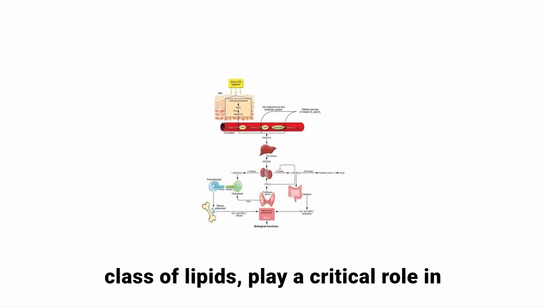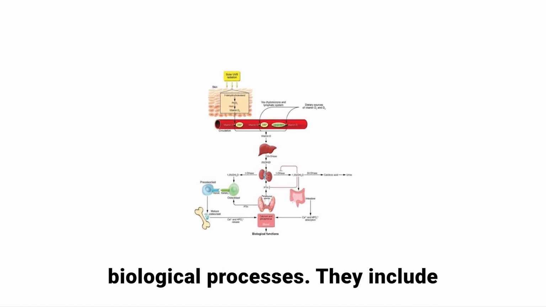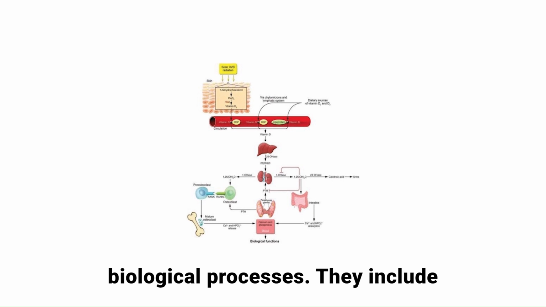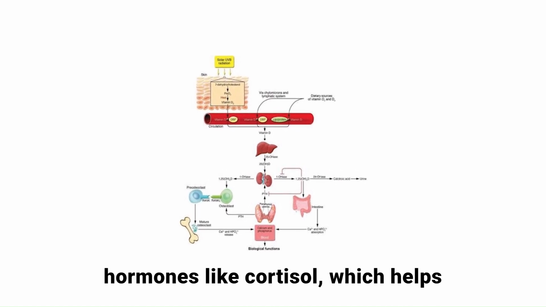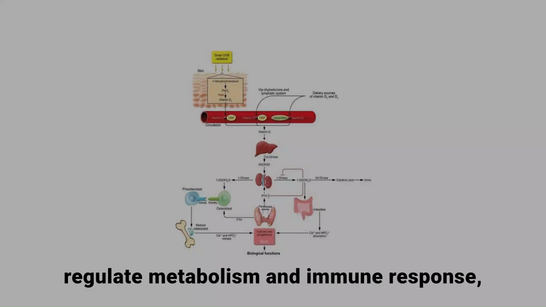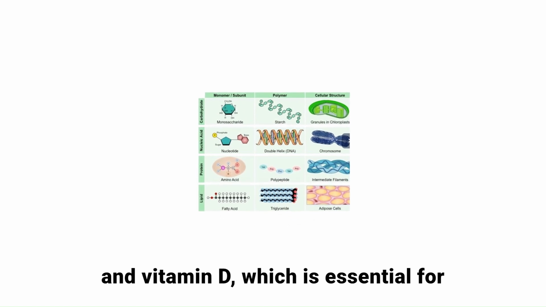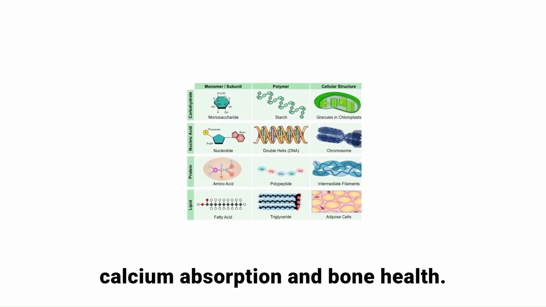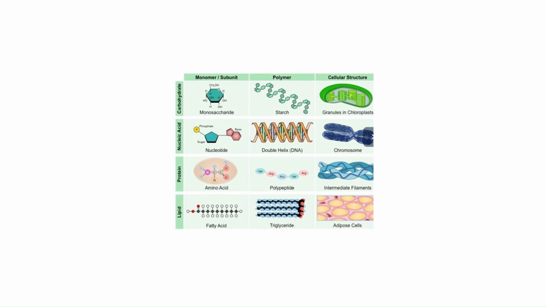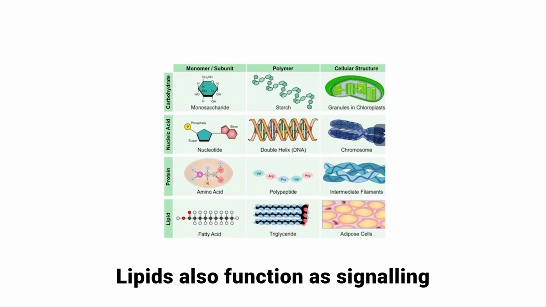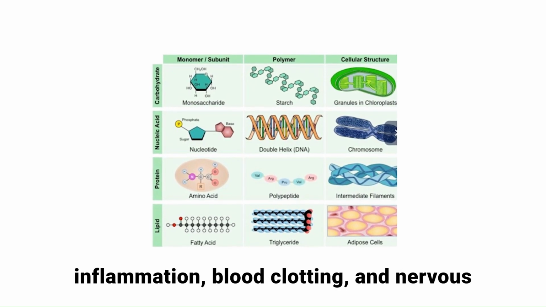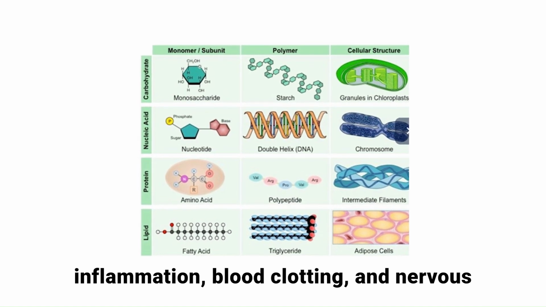Steroids, another class of lipids, play a critical role in biological processes. They include hormones like cortisol, which helps regulate metabolism and immune response, and vitamin D, which is essential for calcium absorption and bone health. Lipids also function as signaling molecules in processes such as inflammation, blood clotting, and nervous system regulation.